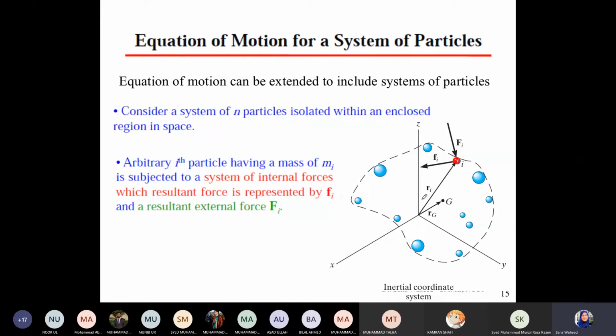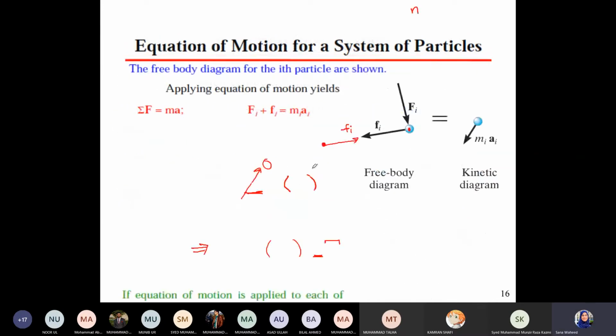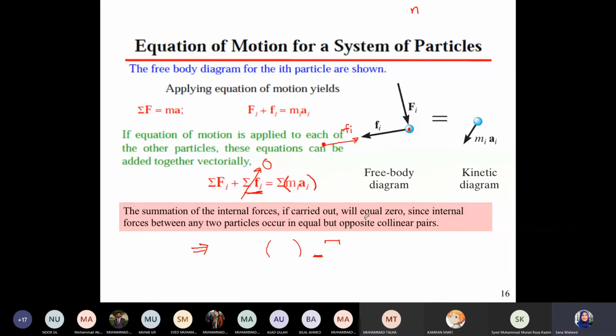So by setting this up, we're already starting to discuss how the equation of motion might be applied to bodies, and we just noticed that internal forces disappear, they cancel out. It's only the external forces which dominate the acceleration of the entire system.